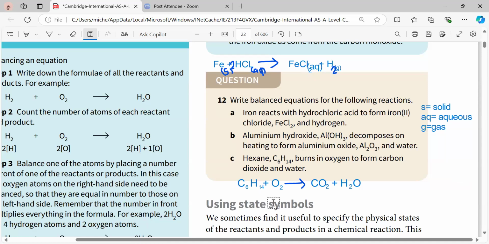Okay, so first of all, usually we start at the very left to avoid confusion, so that we can tell which one has been balanced and which one hasn't been balanced yet.